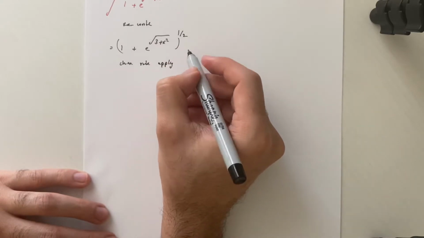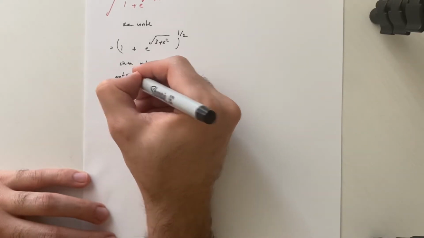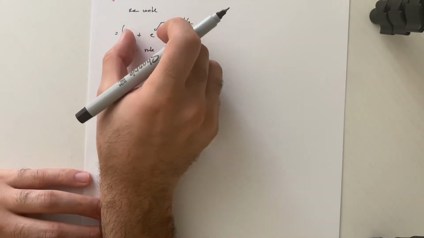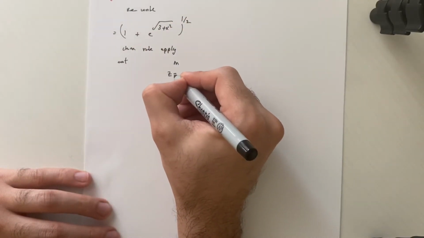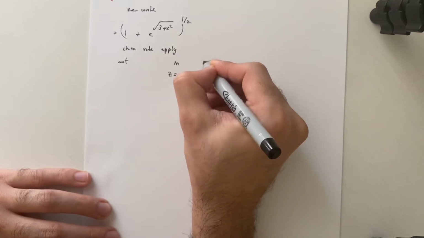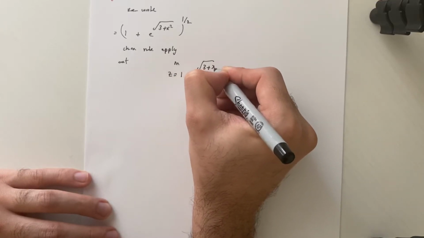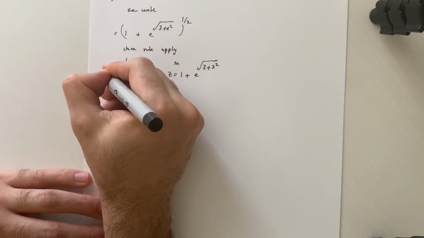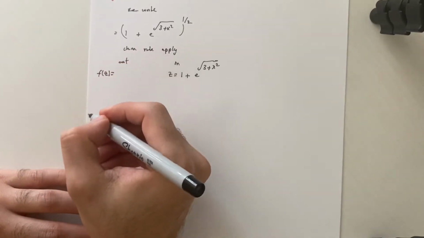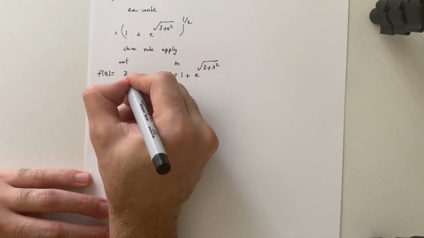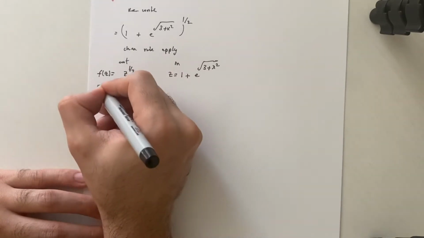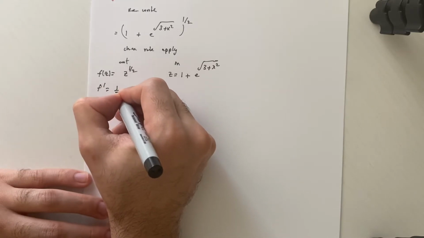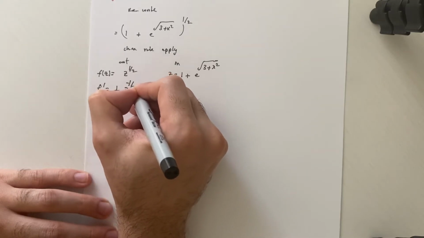So again, the inside function will be between the parentheses, and the outside function will be the whole term. So for the inside function, I will assign this to z, and then for the outside function, I want to write this in terms of z. So f of z will be just this, what's inside is z to the power half. Then I want to take the derivative of both.